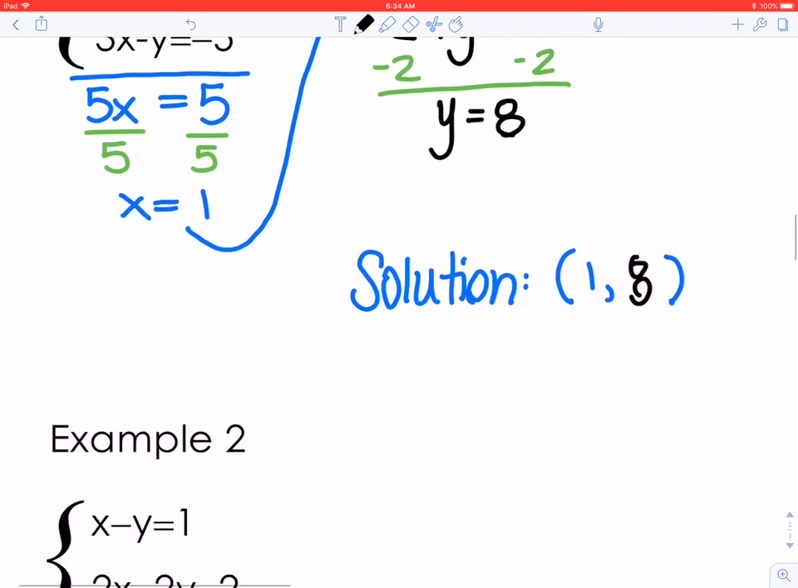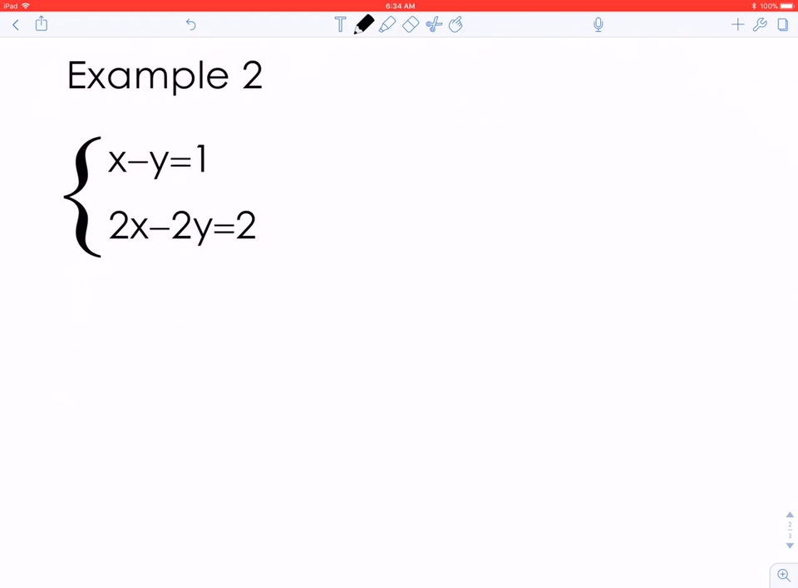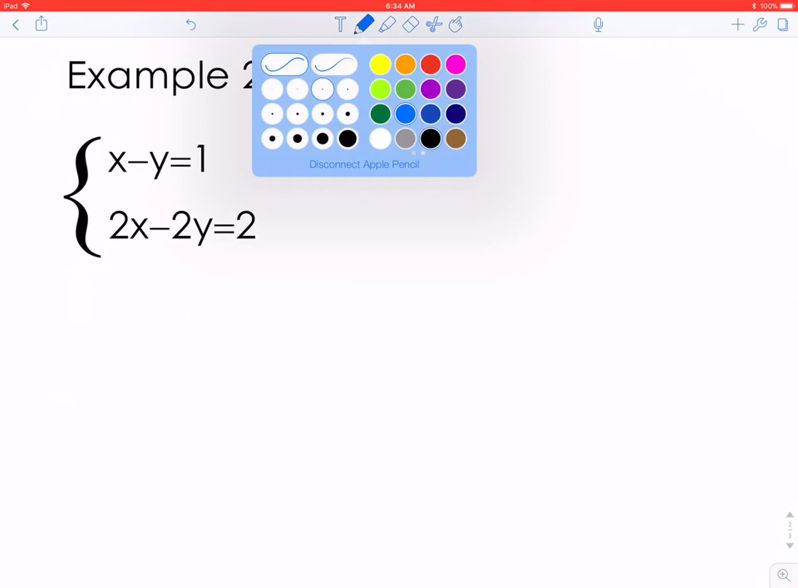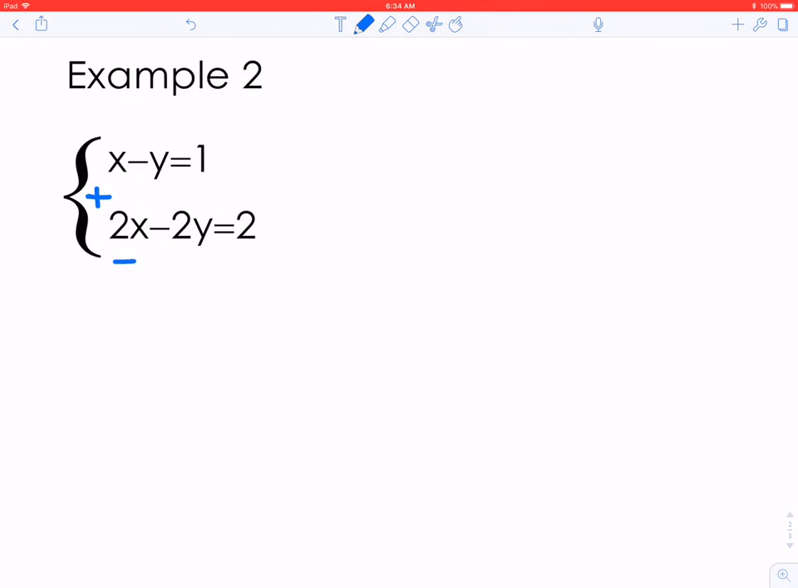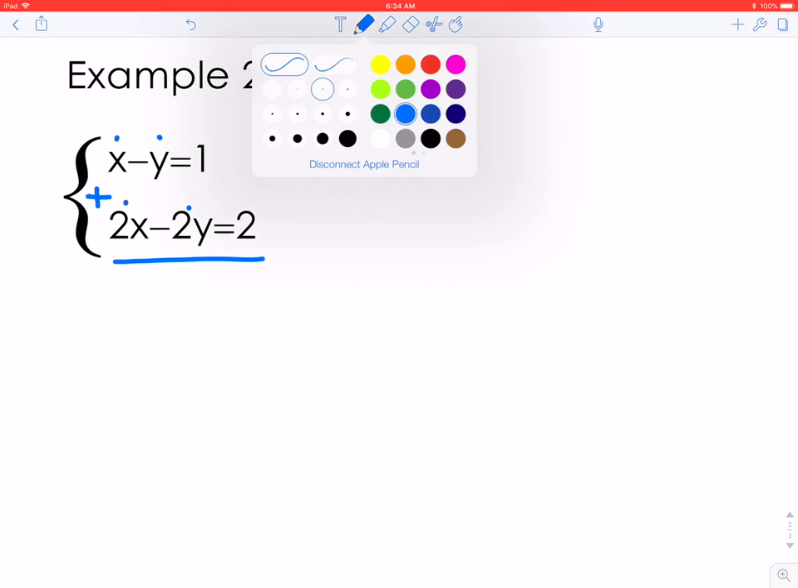Okay, let's look at example 2. Well, notice on example 2 that when we add our two equations, neither of our variables are eliminated. We would still have a total of 3x and a total of negative 3y. Neither one of our variables eliminated, and that's a problem. That's our whole goal with this method, and so we need to make that happen.